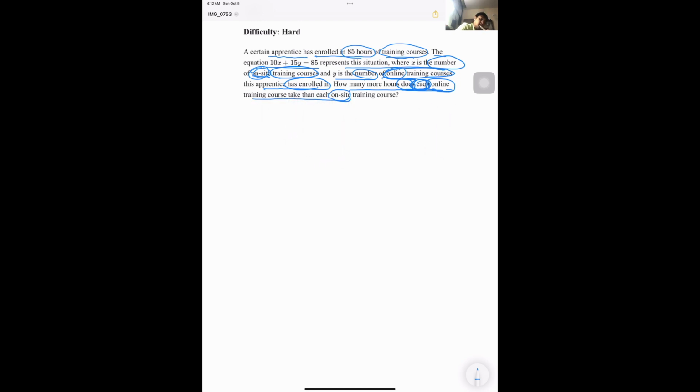For each online course, it is given as y, and it is 15y. For the on-site ones, it's given as x, which is 10x. For each x, it takes 10, and for each y, it takes 15. That is 15 minus 10 equals 5. This is the answer to how many more hours.